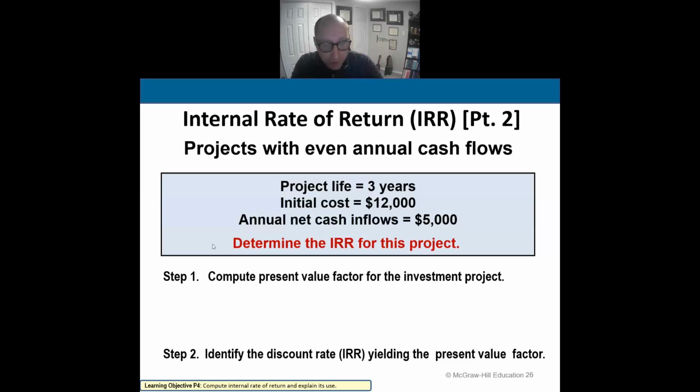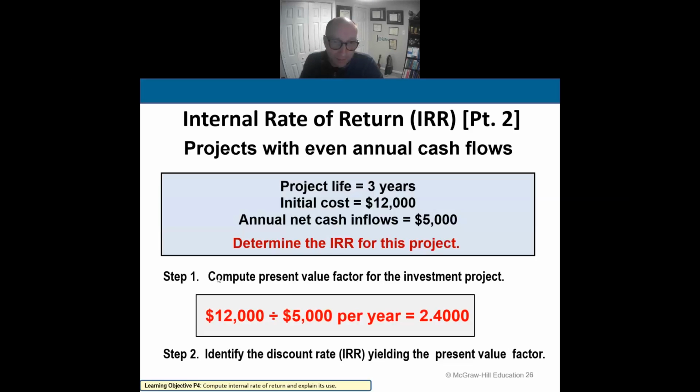So there's two steps to establish internal rate of return. We compute the present value factor, and then the second is identify the discount rate. In this example, we have a project. The initial cost of this project is $12,000. It will last us for 3 years. We expect to yield a cash inflow of $5,000 per year.